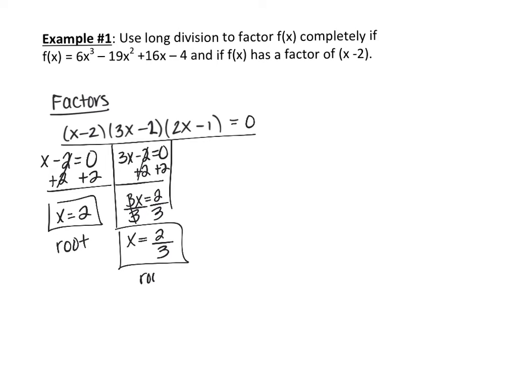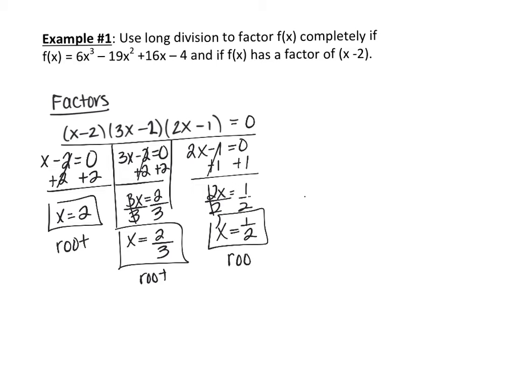This would be another root. And 2x minus 1 equals 0. We would add 1 to both sides, and then we would divide by 2. So this would be my other root. So not only can we use long division to factor something completely, but we can use those factors to find the roots if we set each piece equal to 0.